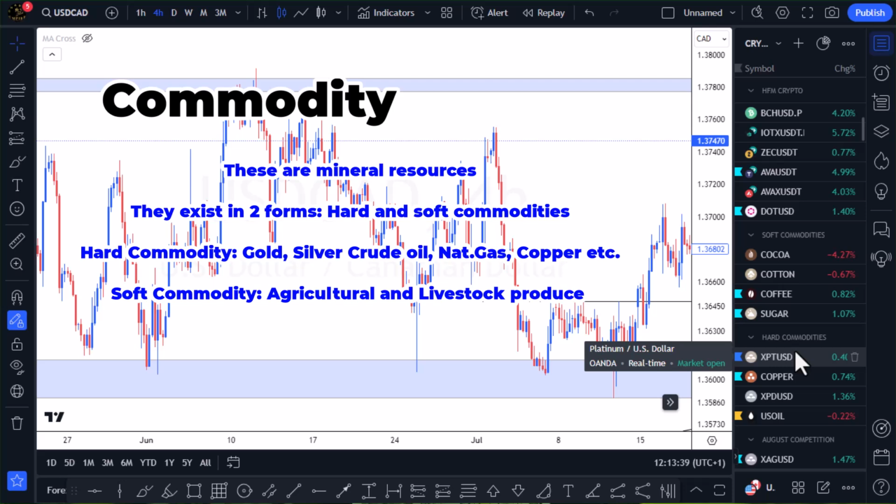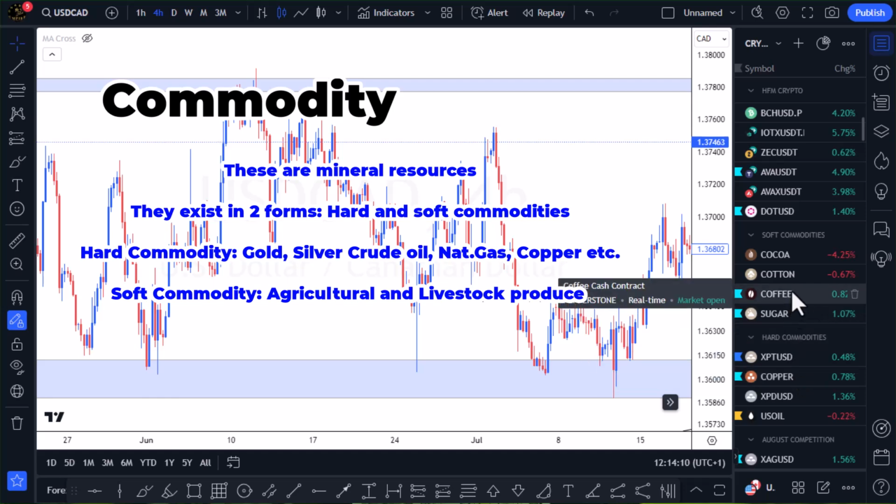Right? We have natural gas. Okay, we have gold, we have silver. Popular examples are gold, silver, and crude oil. Okay, so those are hard commodities. They are hard commodities because they are being mined from the soil. They are being processed or produced through vigorous procedures. Right? So that is why they are classified under the hard commodities.